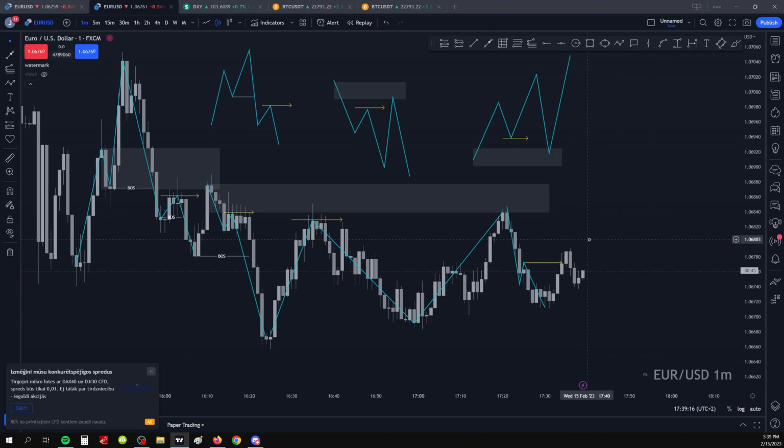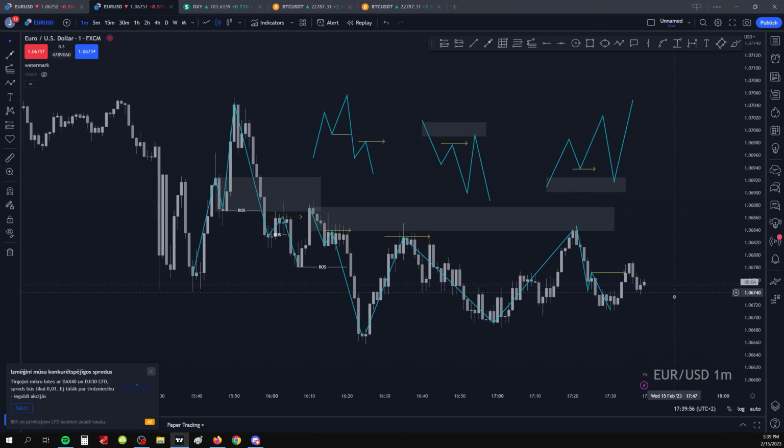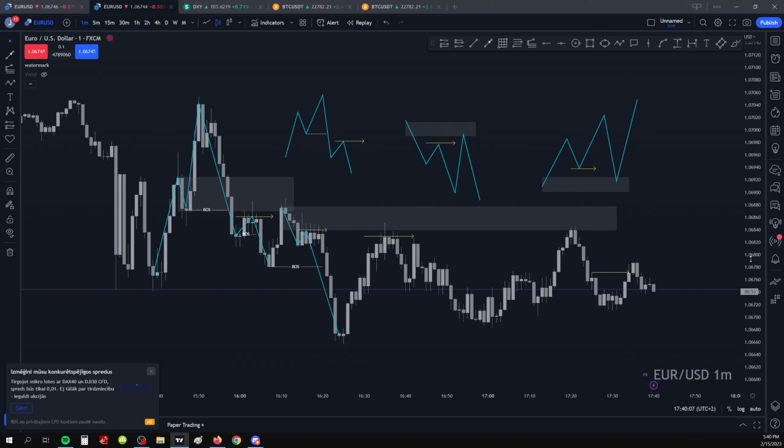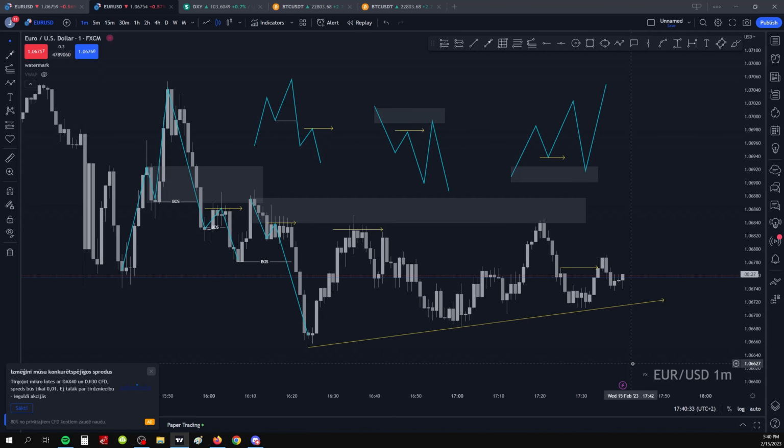We can create another high and go down from, let's say, here. I want to wait just to see what happens. Because to me, this trendline liquidity should be taken out.